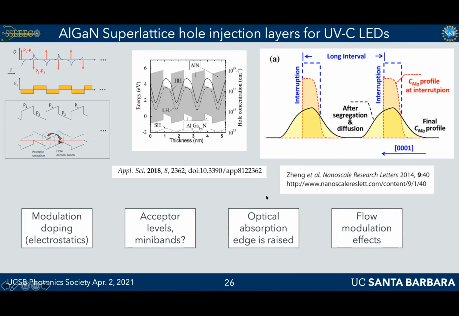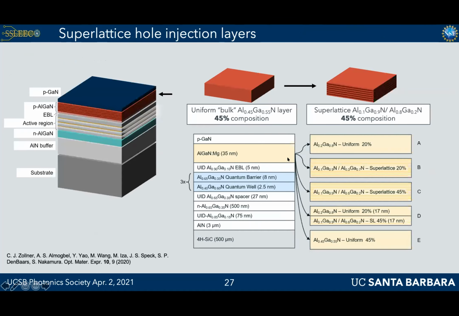There's other physics that goes on, there are some optical advantages, there are some growth advantages that I don't really have time to go into, but there's a lot of advantages to growing superlattices. So, why not try a superlattice? This is the experiment that we did. Here's our epi stack again. Initially, back in the old days, we were just using a uniform or bulk AlGaN layer for our p-type AlGaN. And the question is, what if we go to a superlattice?